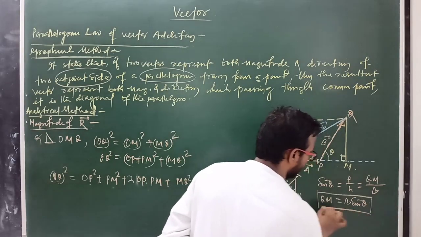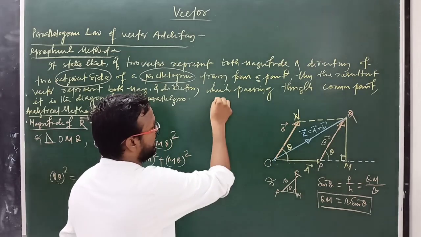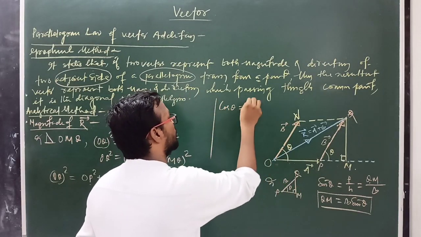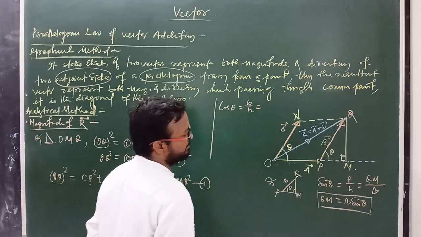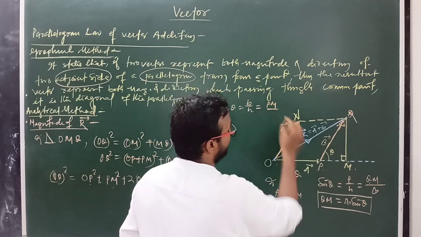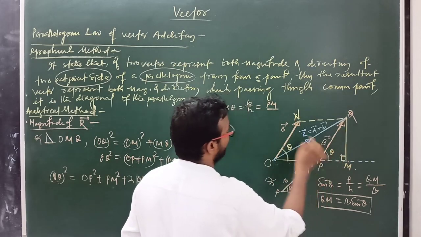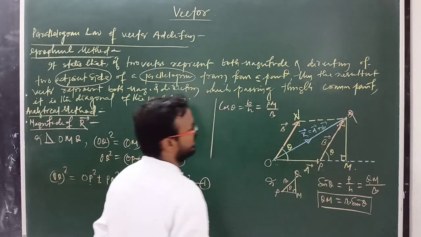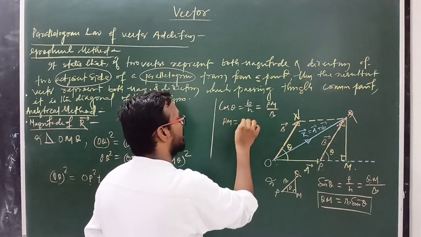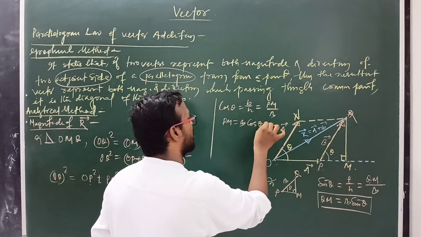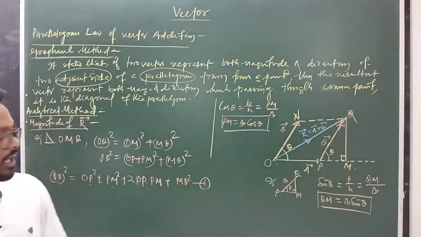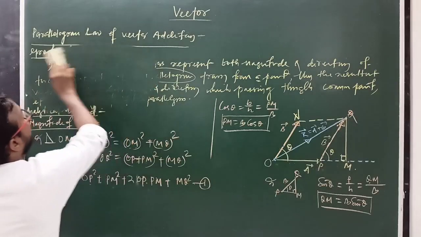Similarly, from this triangle you can find cos theta. So cos theta equals base by hypotenuse. The base is PM, divided by the hypotenuse H, which is the magnitude of B. So PM equals B cos theta. This is the same proof as the triangle law of vector addition. Clear?